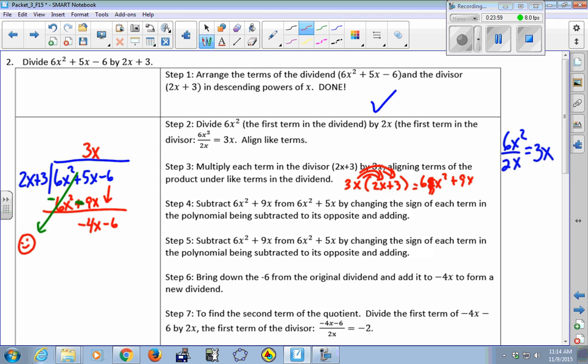And now I ask myself, how many times does 2x go into negative 4x? So on the side of my paper, I have 2x into negative 4x. Negative 4 divided by a positive 2 is a negative 2. X divided by x gives me 1, so my answer is minus 2. Put it right there. And now I do negative 2 times my divisor, 2x plus 3. Negative 2 times 2x is negative 4x. And negative 2 times 3 is minus 6. So now I do negative 4x minus 6.